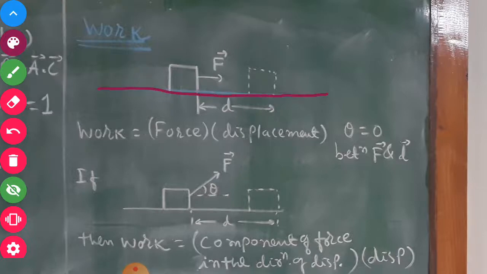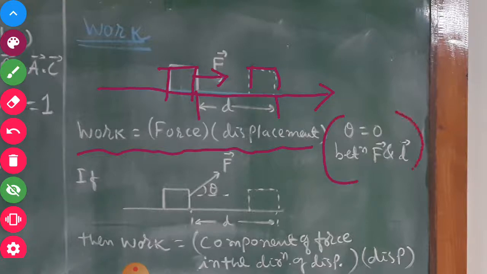Now you are applying a force F in a direction parallel to the surface, and the object goes from this position to this new position, and the displacement is nothing but d. Okay, so work is defined as force into displacement. Product of force and displacement is defined as work, where theta is 0 here between force and displacement. This is our simple example that we studied in your 9th standard, that product of force and displacement.